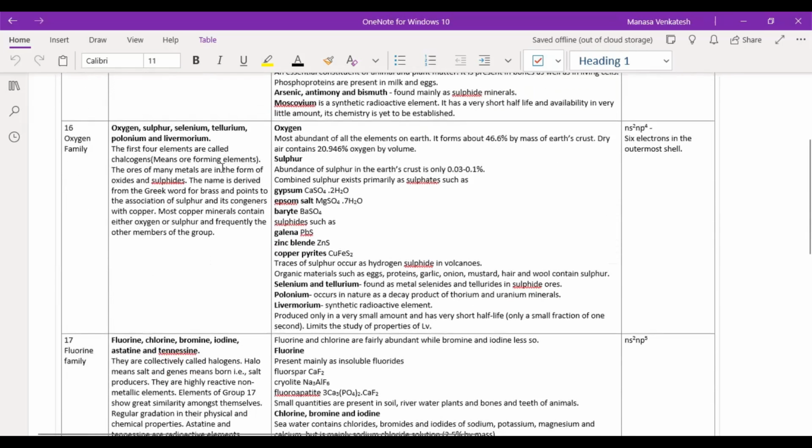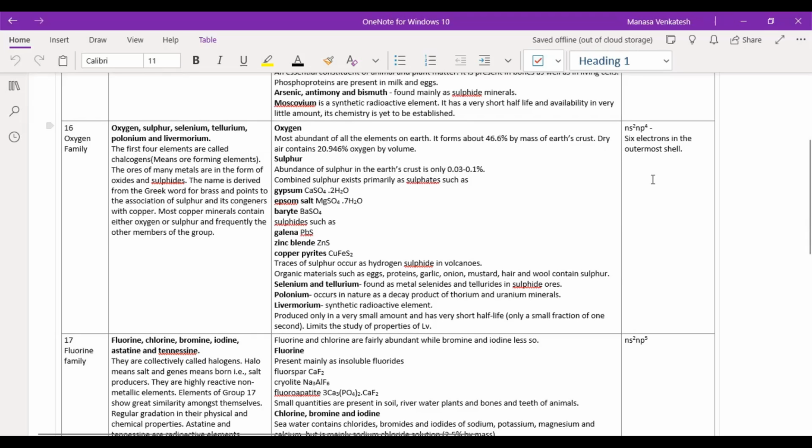Next, oxygen family. It consists of oxygen, sulfur, selenium, tellurium, polonium, and livermorium. Now, oxygen, sulfur, selenium, and tellurium are also referred to as chalcogens. The word chalcogen means they're ore forming elements. Basically almost all the metals that we obtain from the Earth's crust are in the form of their oxides and sulfides. And because of that, various metallurgical processes involve the extraction of the metal from its oxide and sulfide. And so elements of group 16, especially the first 4, are called chalcogens.